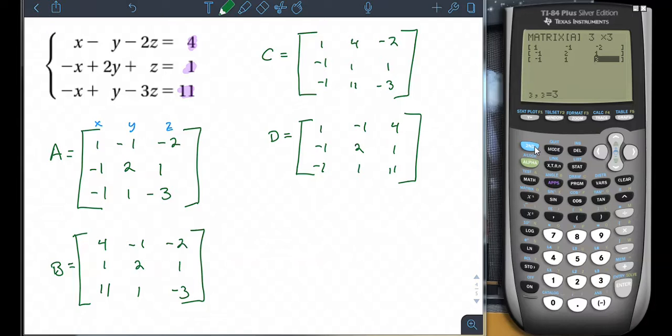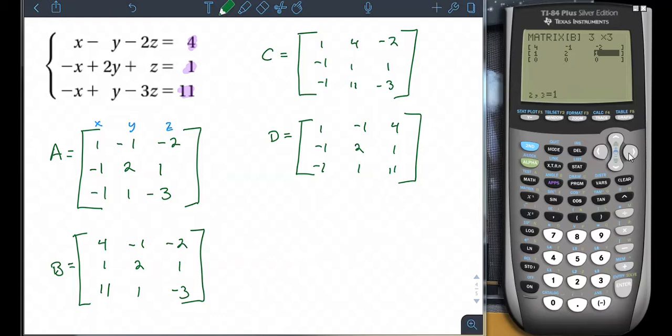I'm going to do exactly the same. I'm going to go to the main menu, second matrix, right, and I'm going to just press the key 2 so I can write on matrix B. So this is a 3 by 3, and I'm going to write that one: 4, -1, -2, 1, 2, 1. I just checked that one right there. Okay, it should be fine.